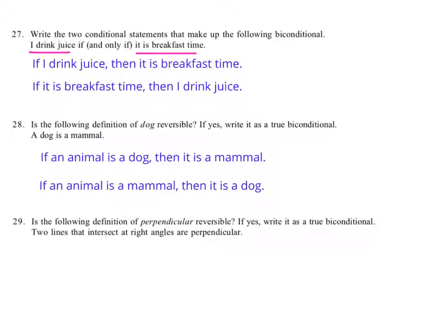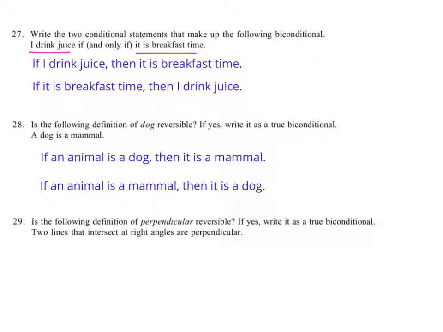Well, we know that that's not necessarily the case, but then we have a non-reversible situation. If an animal is a dog, then it's a mammal? Sure. But if an animal is a mammal, then it's a dog? Nope, not necessarily. I'm a mammal. I'm not a dog. So it's not a good definition, and we can't write it as a biconditional. It's not reversible. Okay, last one.